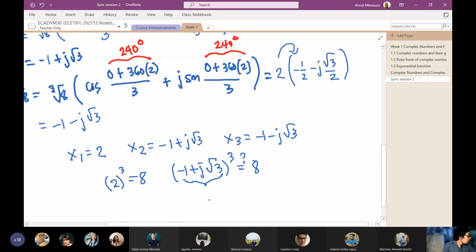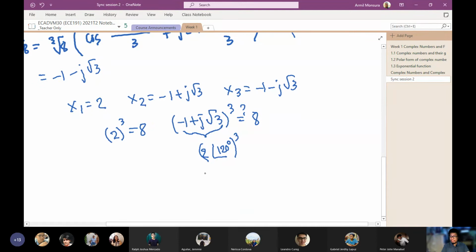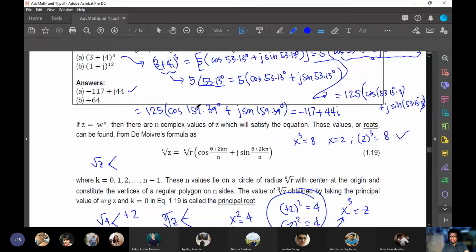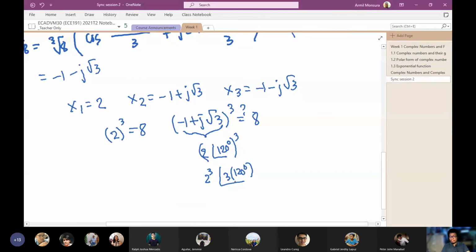2 bar angle 120 degrees. Raise natin yun sa 3 using the De Moivre's formula. So that should give you 2 cubed bar angle of 3 times 120 degrees. That is yung shorthand notation ng De Moivre's formula given here. Medyo mahaba lang yung binigay kong solution sa inyo, pero this one is actually the same as this one. Okay? Now, what is 8 bar angle 360 degrees in rectangular form?